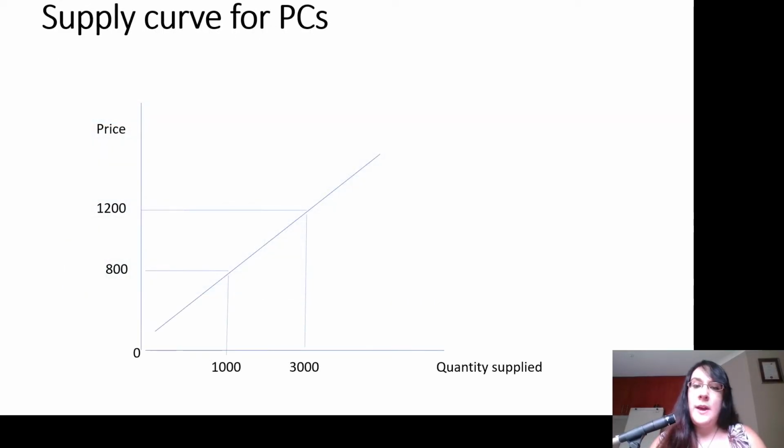Now I'm going to look at the curve in relation to that market supply schedule I just showed you. So it's just an example. I didn't go and plot every single price and quantity supplied point. I just chose two. I chose 800 and I chose 1,200. And you can see the movement along the supply curve yet again.